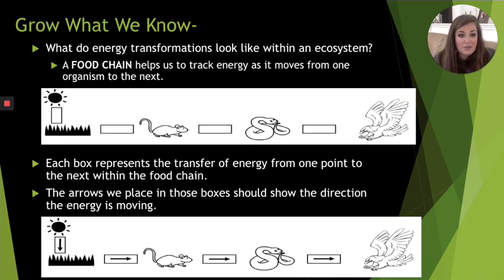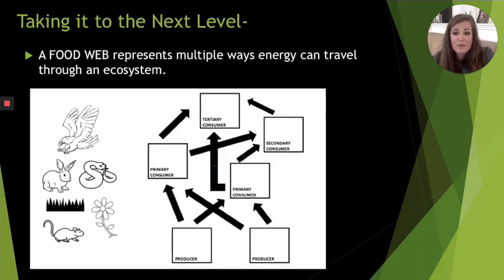Now that we have a food chain and we understand how the flow of energy works through the food chain, we're going to take it a step further and look at a food web. So a food web is kind of like a bunch of different food chains. A food web represents multiple pathways of energy within an ecosystem. So it can show an animal that may eat more than one thing.